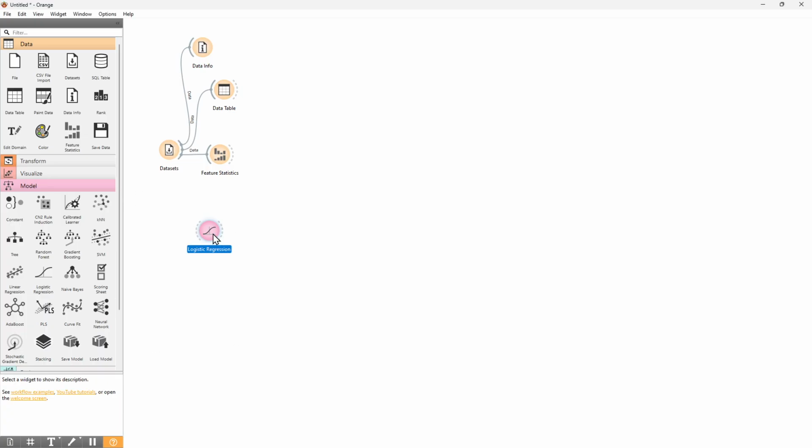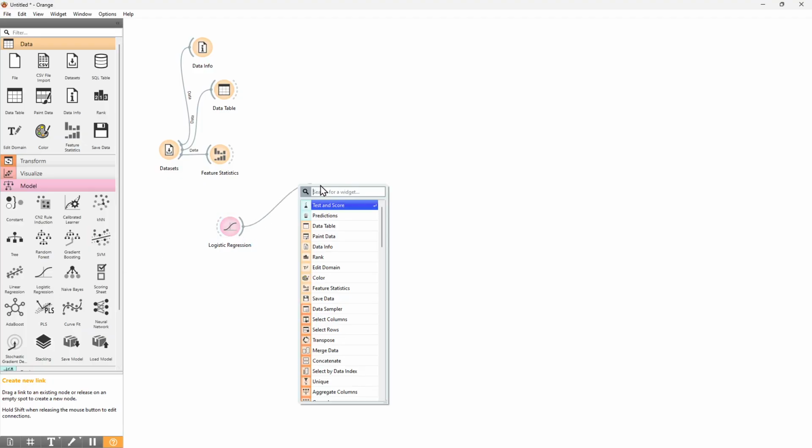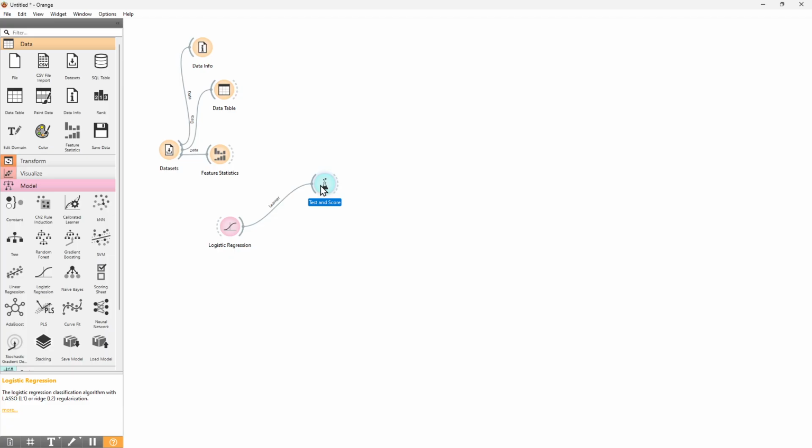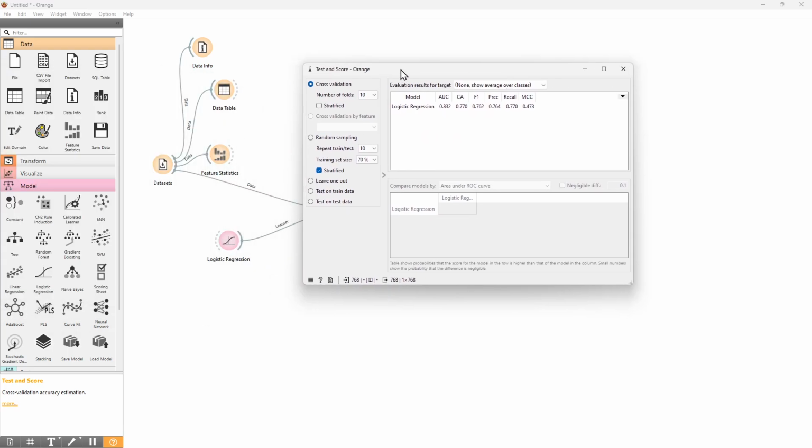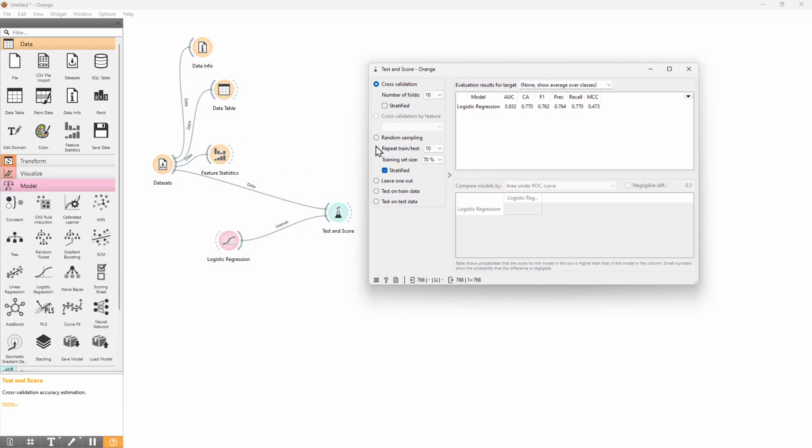So we drag logistic regression here. We will connect this to Test and Score, and we also need to connect the data to Test and Score. You see we have the data coming from the upper side, and the model is coming from here. Over here, if you double click now, we will see cross-validation, or we can apply these other techniques as well. I'm going with cross-validation with tenfold.